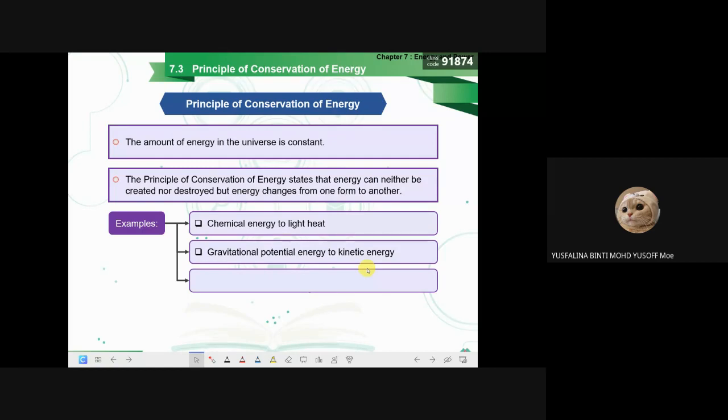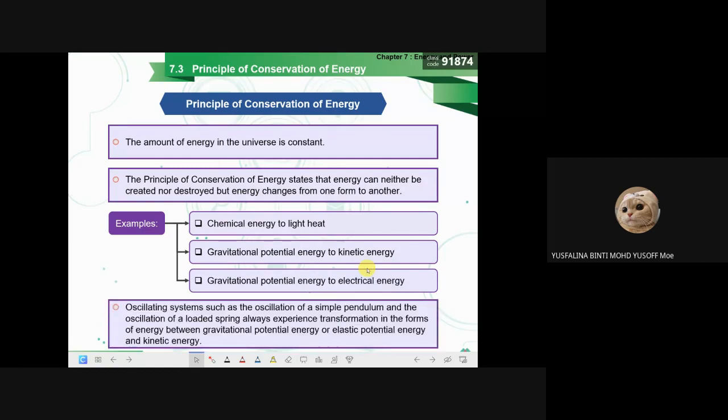And the next one is gravitational potential energy to electrical energy. So this is also a change of energy. Let's say this is used in a hydroelectric power station. I already told you they put the water dam at a higher place, so the water dam has gravitational potential energy. When the water comes down, the gravitational potential energy changes to kinetic energy. Then it rotates the turbine, and the generator produces the electricity. So this is the conversion of energy, the example.